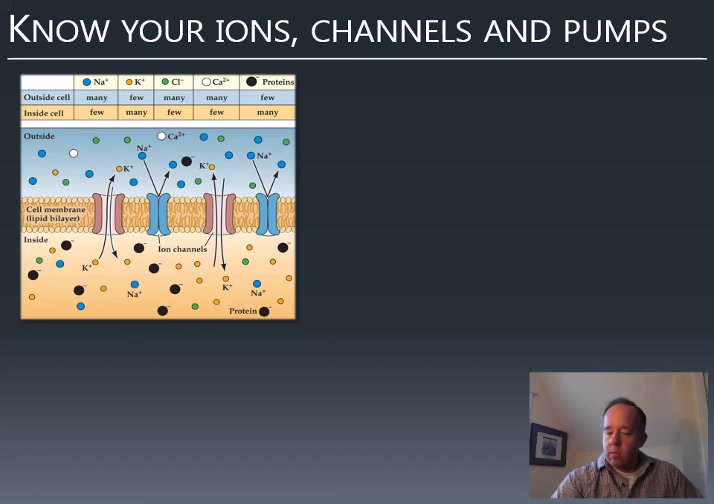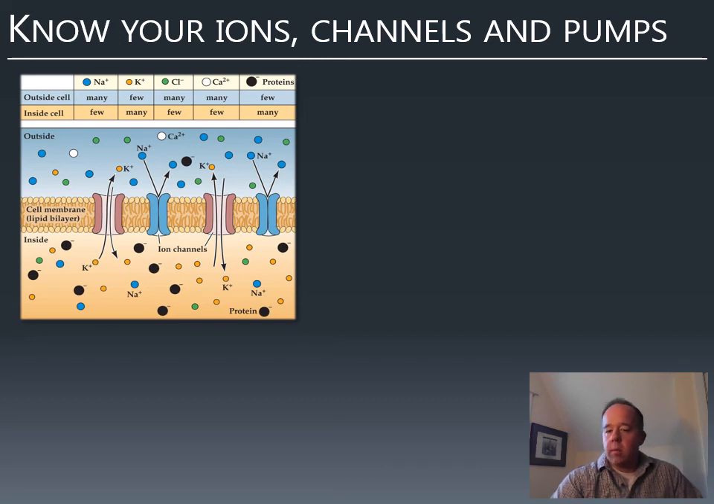So know those four ions, know their charges, and the point there is not to just memorize a bunch of positive and negative signs. It's to understand how those charges and how movement of these ions affects the physiology of the neuron. How does it affect membrane potential? How does it affect action potentials or synaptic transmission?